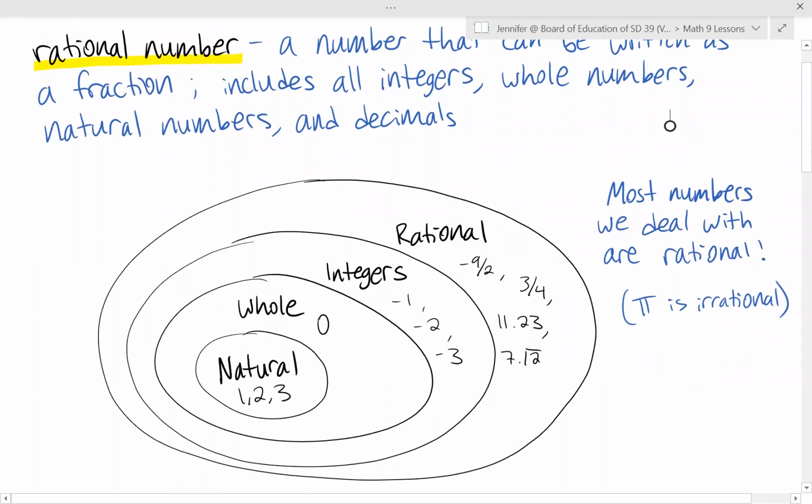The opposite of a rational number is an irrational number, and an example would be pi, or 3.14159, which continues forever in no common pattern.